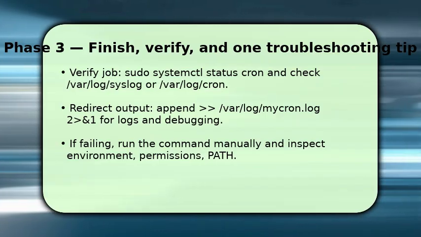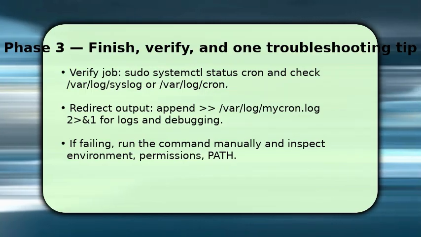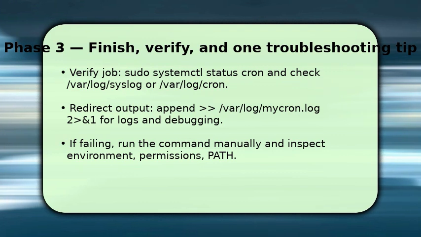That makes debugging straightforward. If a job doesn't run, make sure to run its command manually under the same user. Check file permissions and shebangs, and verify environment variables like PATH. One key tip: Cron won't source your profile, so always use full paths or export variables in the crontab.